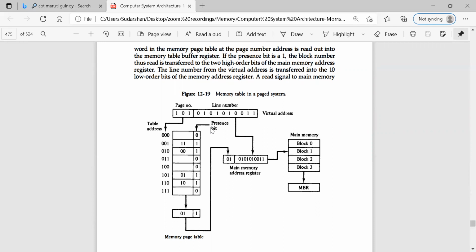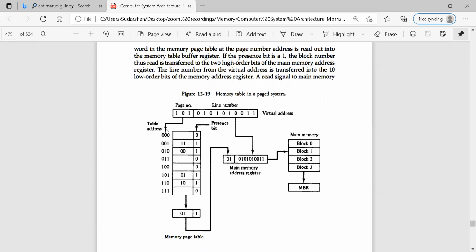This is done with the help of a table called the memory mapping table. And of course, in addition, we have one more bit we call a presence bit. The presence bit tells you whether this particular page is present in physical memory or not. If it is 1, it is present in physical memory. If the presence bit is 0, it indicates that the corresponding page number 000, equivalent to 0 in decimal, is not available on primary storage. So if it is 1, it is available on primary memory. If it is 0, it is not.